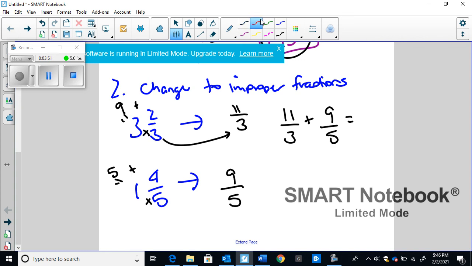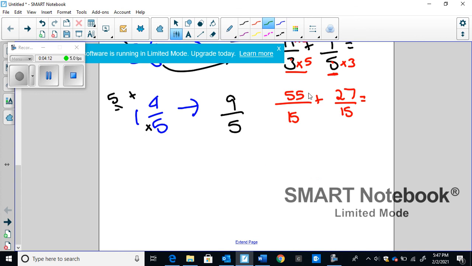And now notice, we need a common denominator here. Okay, we need the 3 and the 5 to be the same number. So we're going to go 3 times 5 and 5 times 3. What I do to the bottom, I do to the top. So now we have 55 over 15 plus 27 over 15. And now because our denominators are the same, all we have to do is add up the tops. So we get 82 over 15. Now we're not quite done.